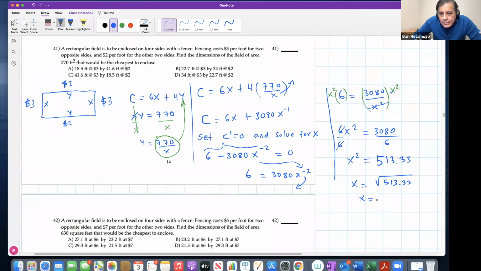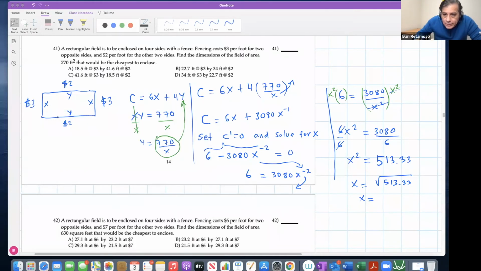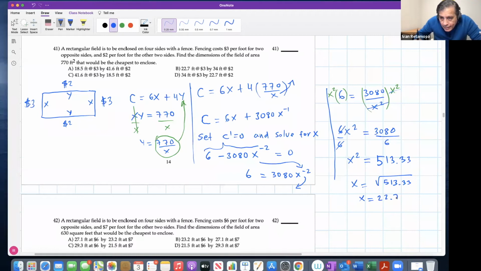Take square roots of both sides. X equals the square root of 513.33. I get 22.65, which rounded to 1 decimal place, and you see the answers are all rounded to 1 decimal place, is 22.7. So let's write it out, 22.7. And then let's attach the units. We are dealing with feet here, so this should be feet.